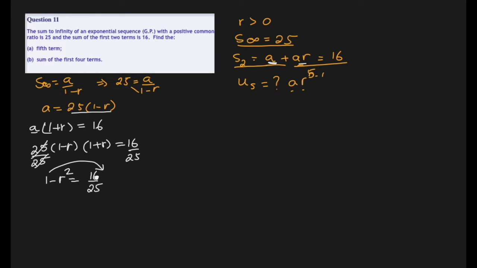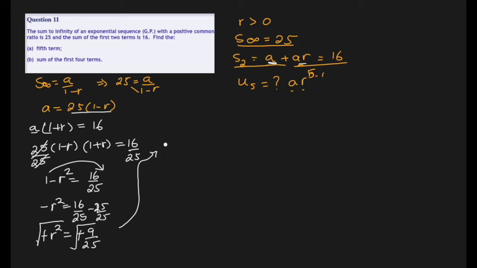Let's bring this 1 to the right side, becomes minus r squared equal to 16 over 25 minus 1. So minus r squared is equal to, this we can write as 25 over 25, so 16 minus 25 is minus 9 over 25. And now both are negatives, cancel out, and take the square root. This gives us r equal to 3 over 5, positive, because we will not take the negative, since r is positive. So r equal to 3/5. So we got r, we can find a now with the help of this one. a equal to 25 times 1 minus 3 over 5.